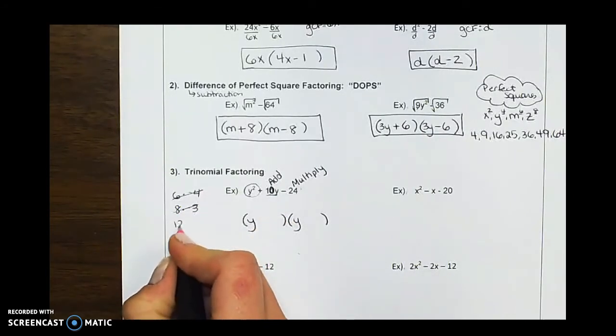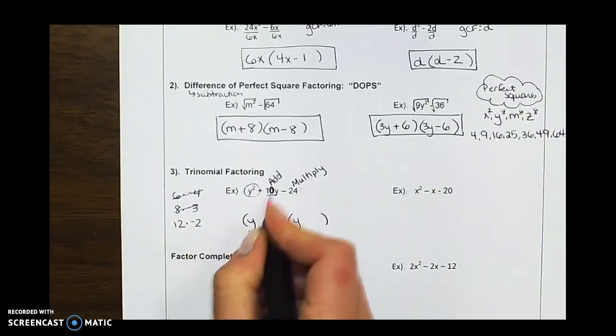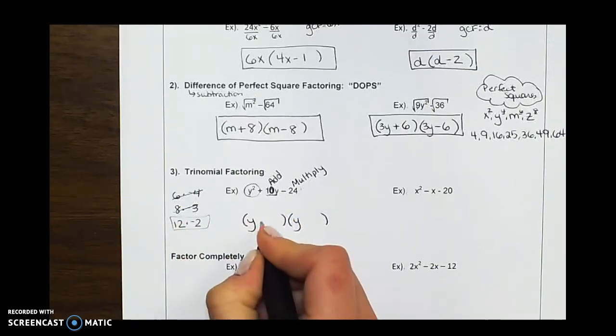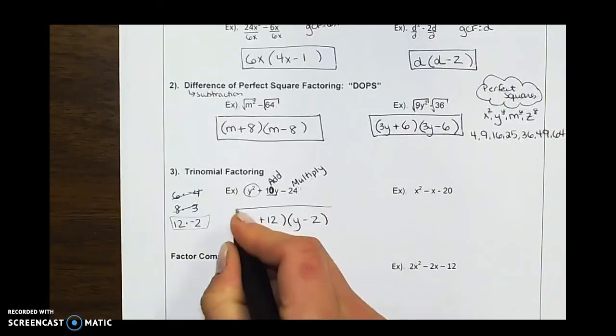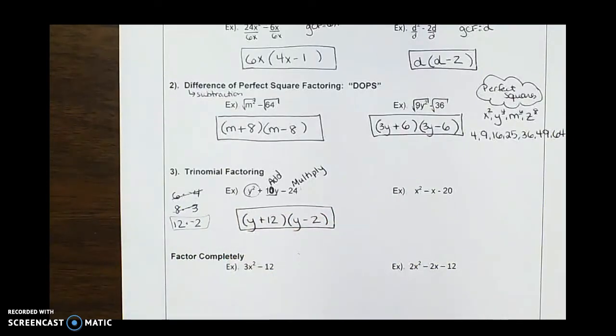We could do 12 times negative 2. Does that add to 10? Yes, it does. So we're going to go ahead. It's going to be plus 12 and minus 2. And we have our final answer.